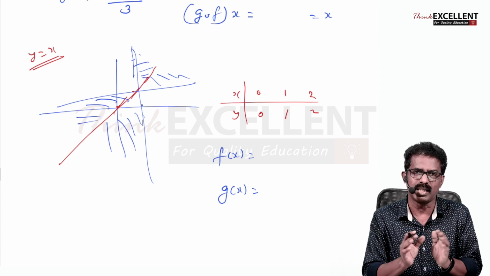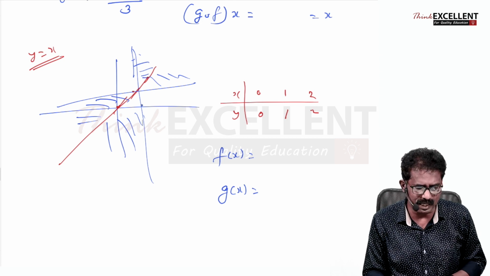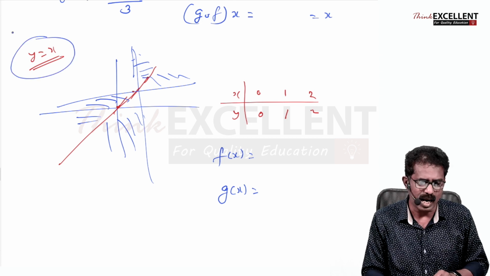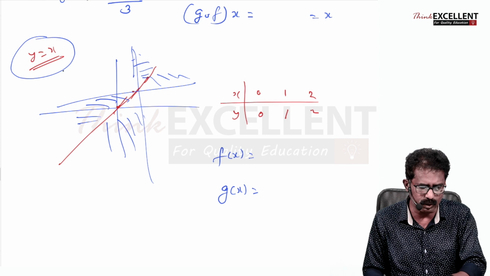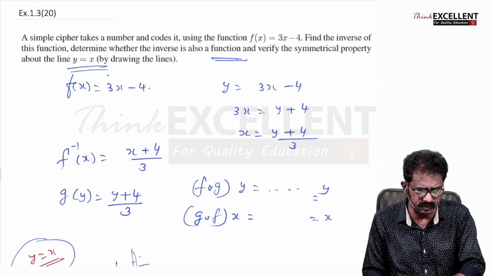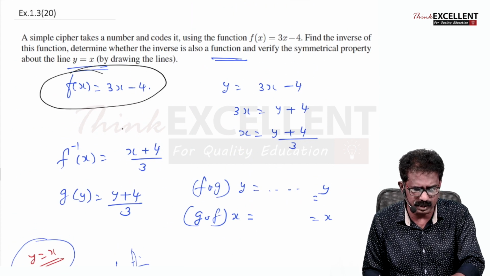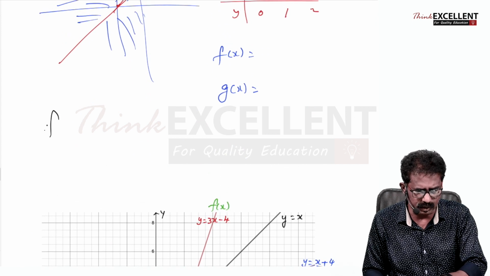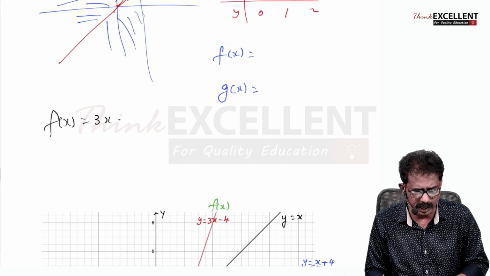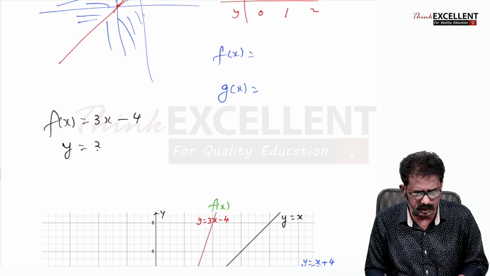So the only thing, graph, 3 lines you have to draw. One line I said y equal to x is a line. Another 2 lines, one is for f of x, another one is for g of x. g of x means inverse function. f of x equal to 3x minus 4. You take it as y equal to 3x minus 4.